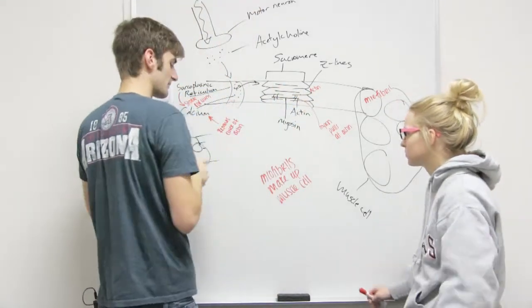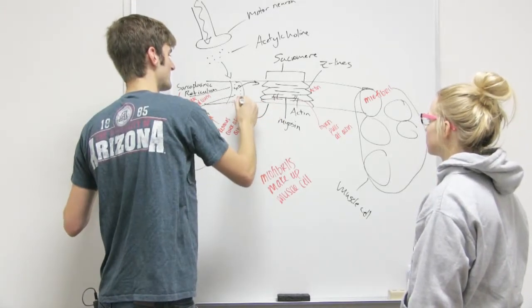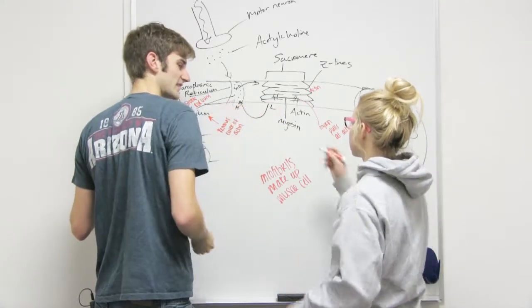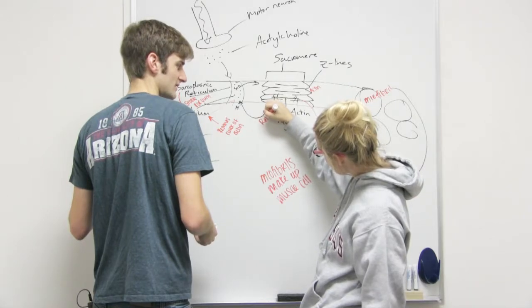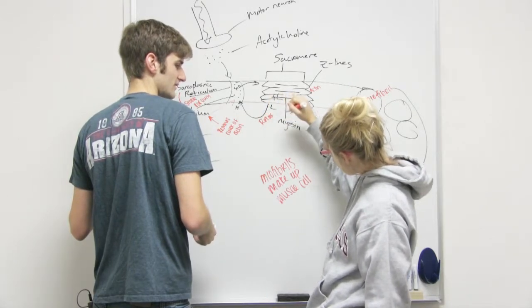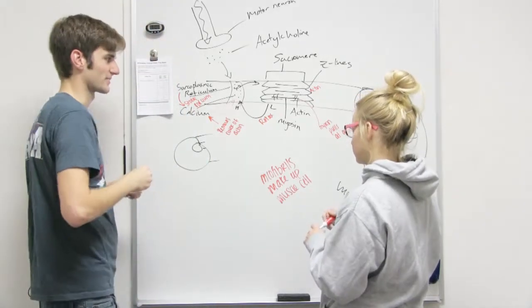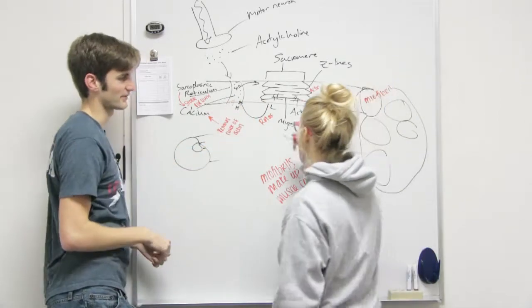So there's one final step. To relax the muscle, you need to get the calcium back here. You're going from a low to a high amount of calcium. What's needed? Active transport? Bingo. So you have to use energy to relax the muscle because you have to actively transport the calcium back into the sarcoplasmic reticulum.